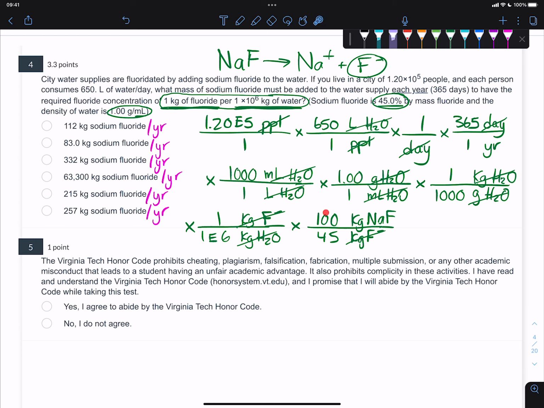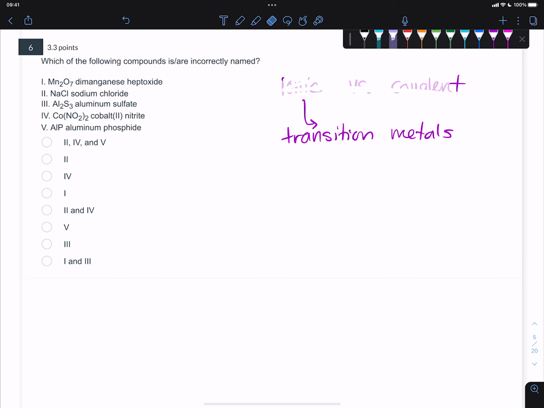This question says, which of the following compounds is or are incorrectly named? So this is going to test your knowledge of a lot of things. First of all, you need to know the difference between ionic and covalent or molecular compounds. I don't see any acids here, so I would also recommend you know how to name acids, which is dependent upon your knowledge of covalent compounds. And you need to know how to deal with transition metals. Transition metal naming is a little bit of a beast because it's a subset of ionic naming. So let's see how that works here.